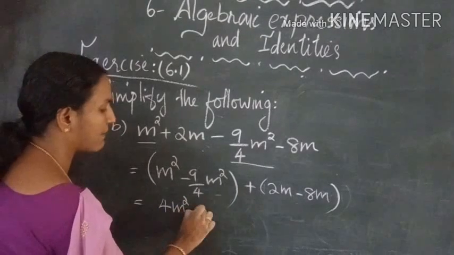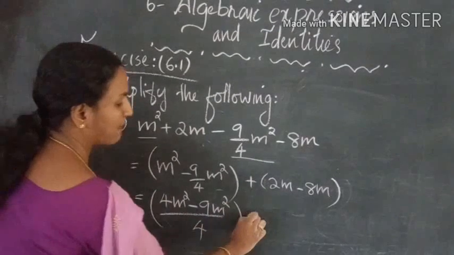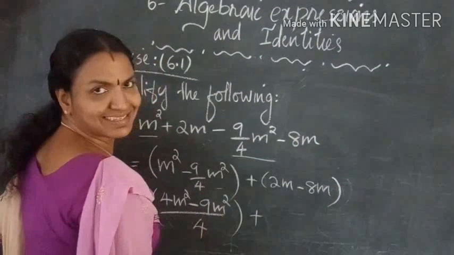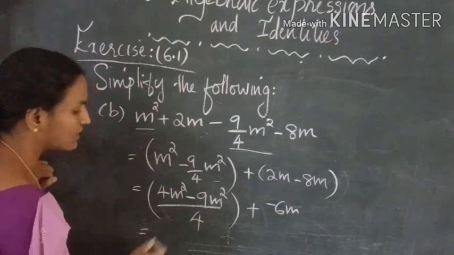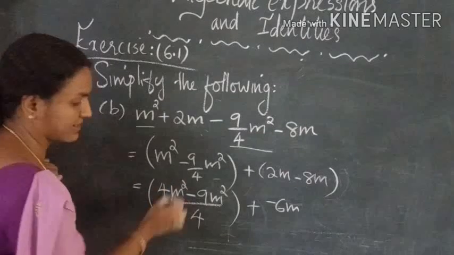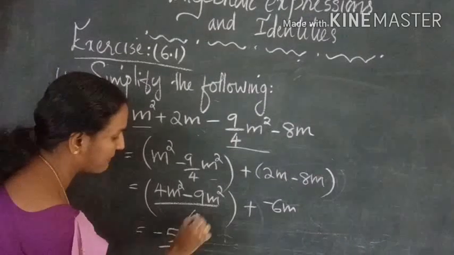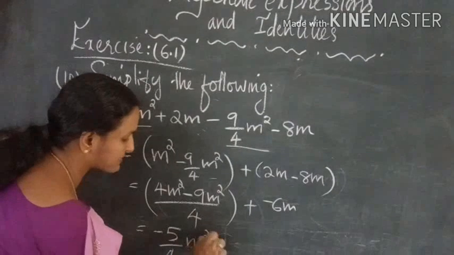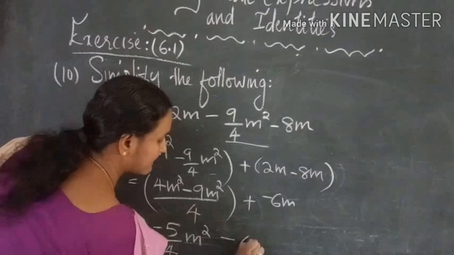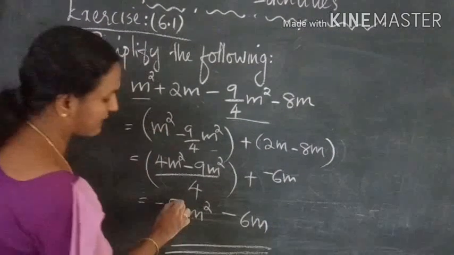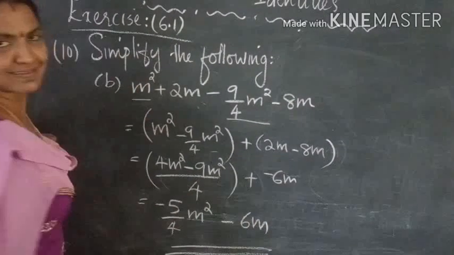So multiplied by 4, 4m square minus 9m square divided by 4 plus 2m minus 8m, so minus 6m, is equal to 4m square minus 9m square, 4 minus 9 minus 5, so minus 5 divided by 4, minus 5 by 4 m square minus 6m.